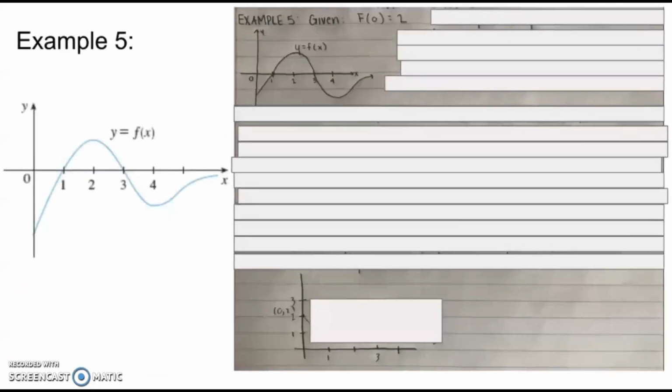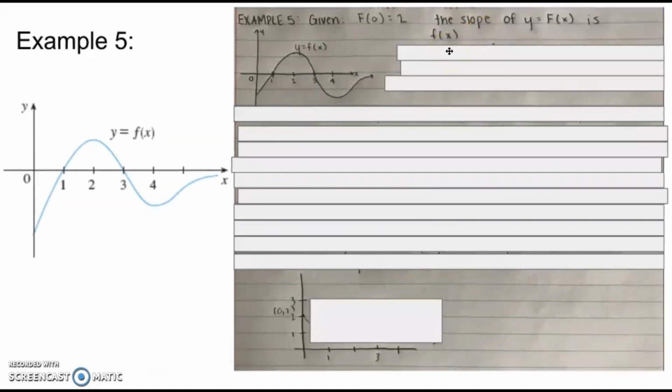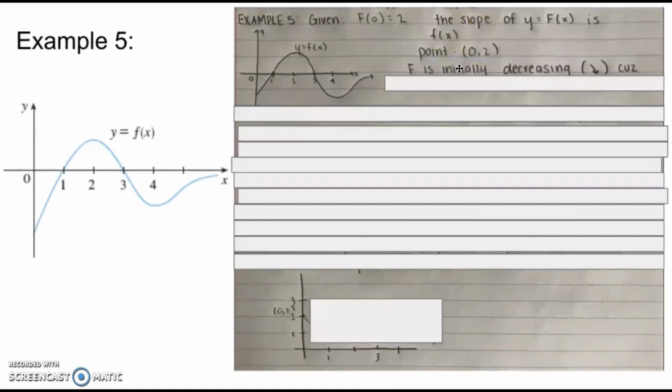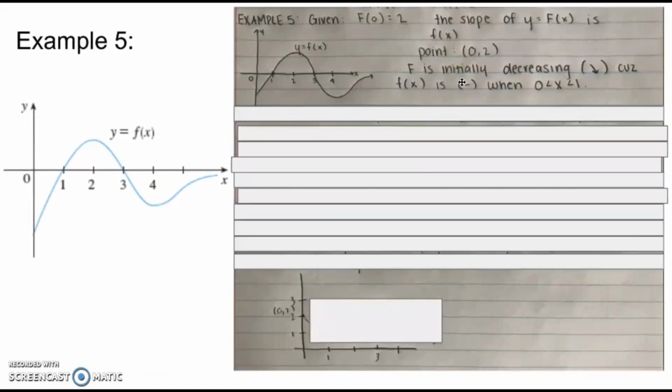So for example 5, we're given this graph to the left, and we're going to make a rough draft of its antiderivative. We are also given F of 0 equals 2. And we know that the slope of y equals capital F of x is f of x. And we also have a point at (0, 2). Capital F is initially decreasing because f of x is negative when 0 is less than x less than 1.